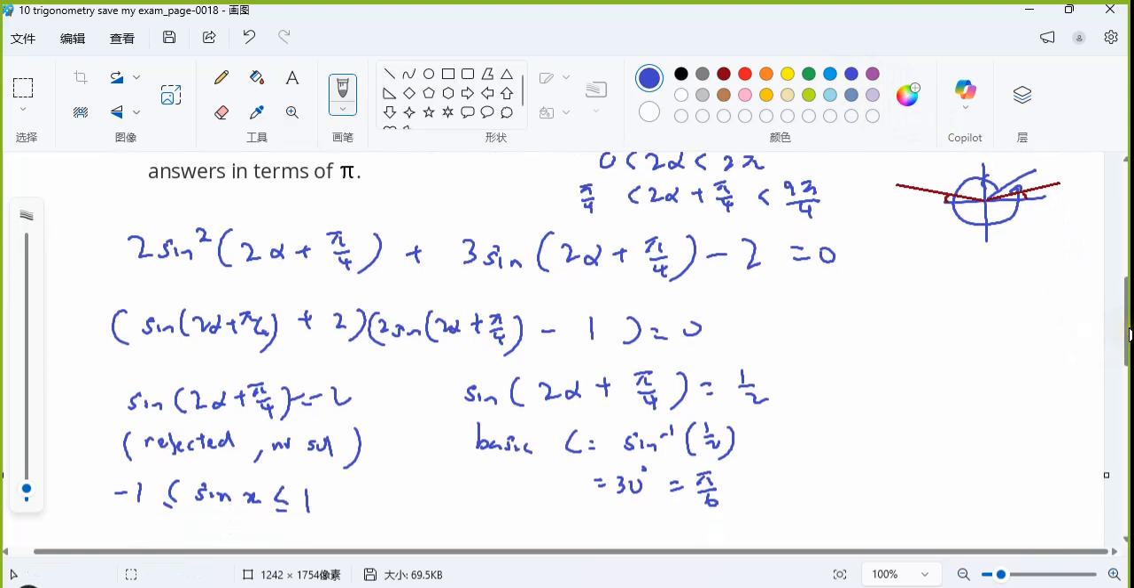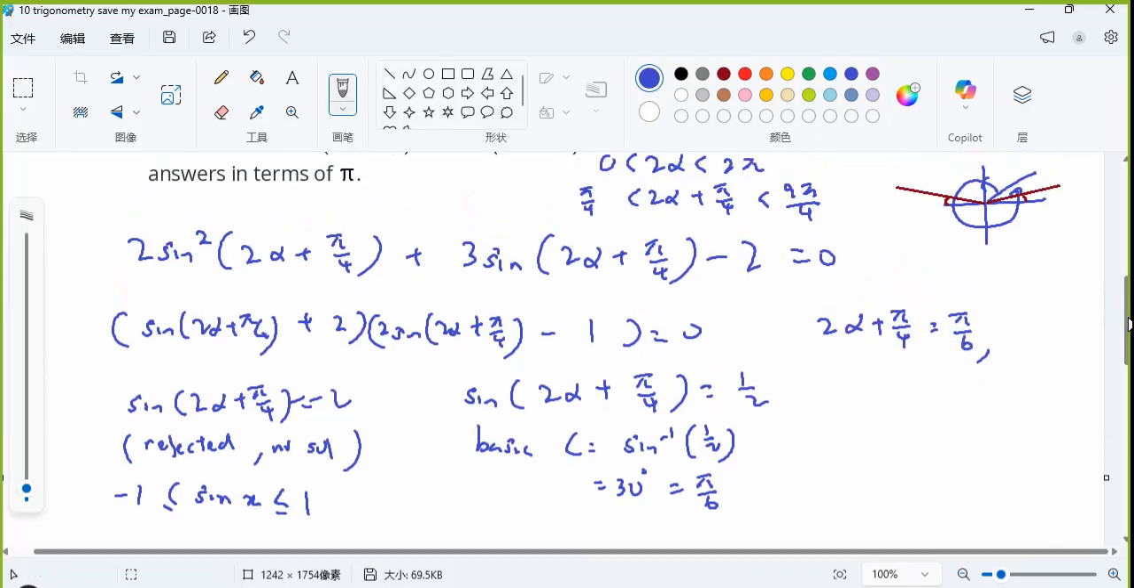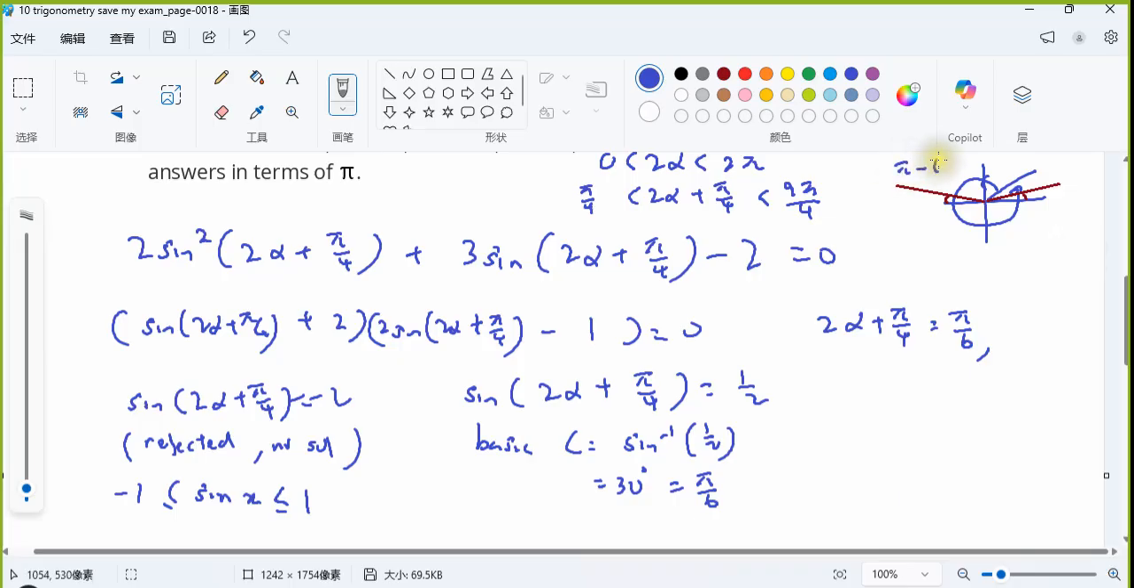So I know that the 2 alpha plus pi over 4 won't be pi over 6, but I just show it to you, pi over 6. And then this is pi minus theta. So we have pi minus pi over 6 will be 5 pi over 6. And then we have pi over 6 plus 2 pi, then it's 13 pi over 6.